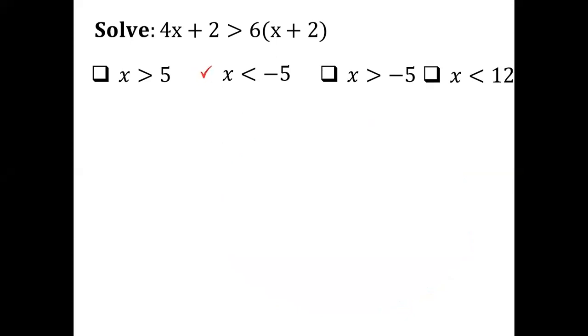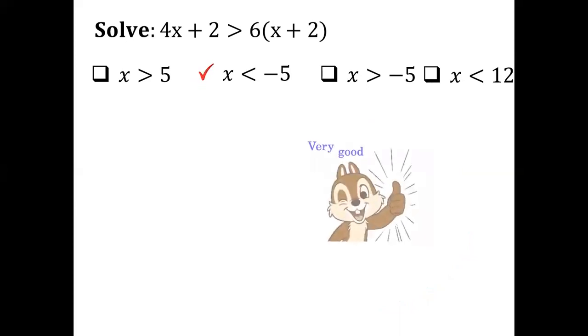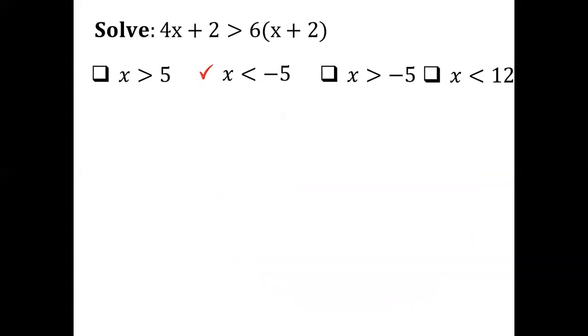Okay, so the correct answer for this is x is less than negative 5. First let's see how we ended up with x is less than negative 5. If you got that answer, that's very good, right? The question here was in the form of parentheses. To solve that, you first need to multiply each term inside the parentheses. 6 multiplied by x will give you 6x, 6 multiplied by 2 will give you 12. So this is the inequality we are going to solve.